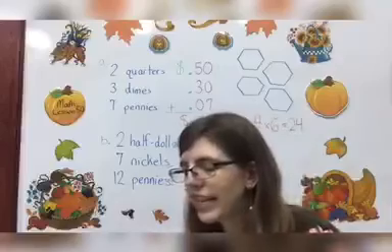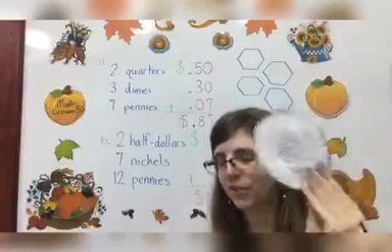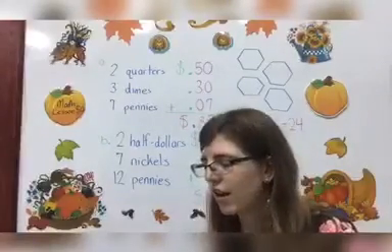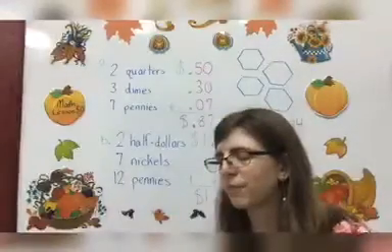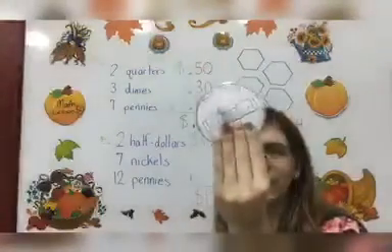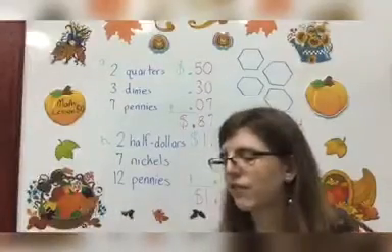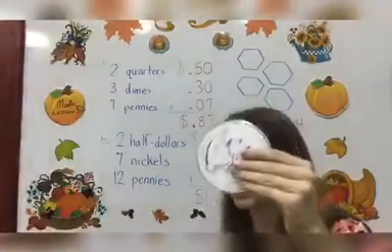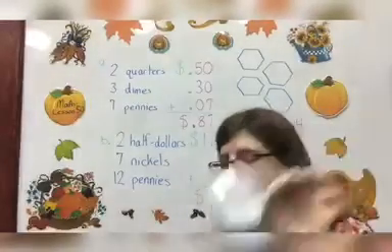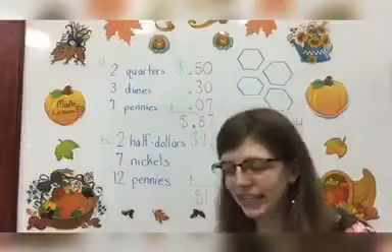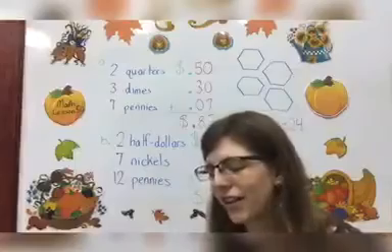Okay, so letter C, you need to count 5 half dollars. So 5 times 50. 3 quarters. So 3 times 25. 5 nickels. 5 times 5. Letter D, you have 5 quarters. So 5 times 25. 6 dimes. So 6 times 10. And 8 nickels. So 8 times 5. And then add them together.